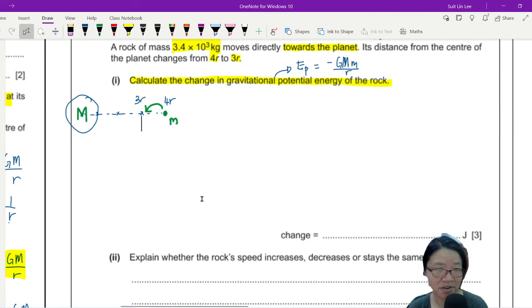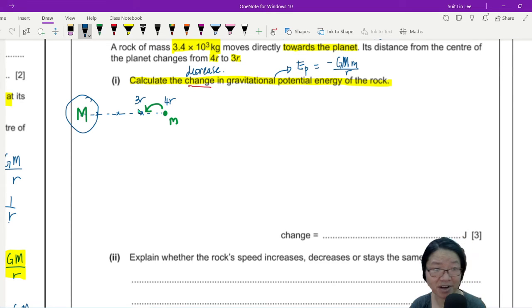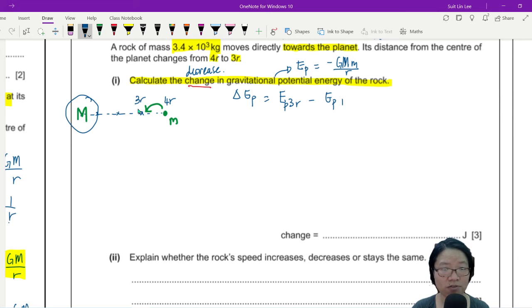Now, first things first, if I'm a student, I'm thinking, if I'm traveling closer to the surface, do you think your potential increases or decreases? You drop something, when it travels closer to the ground, the potential decreases, right? So I fully expect this change to be a decrease. This change is a decrease. And I would be happier if my final answer got a negative sign. Okay, but let's see. So you want to find the change in potential energy. I will take the final potential energy, the potential energy at 3R, minus the potential energy at 4R.